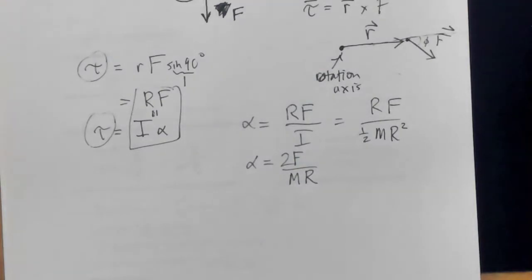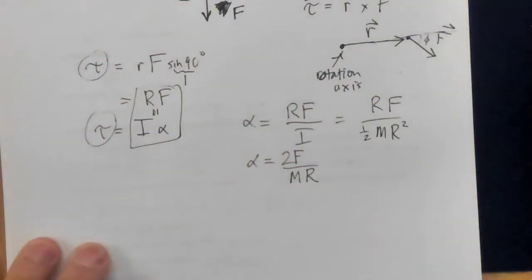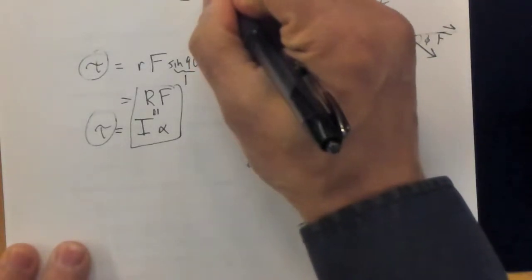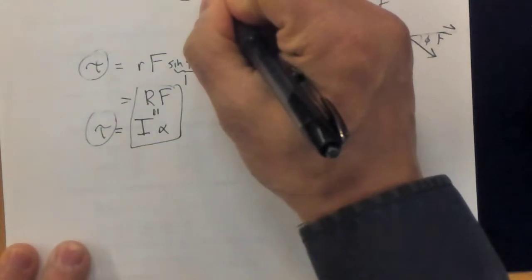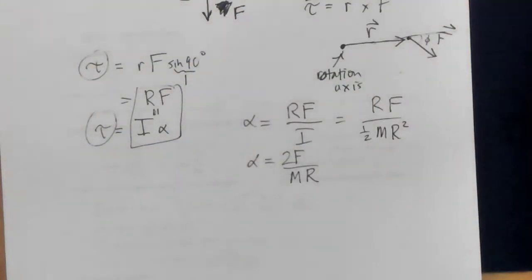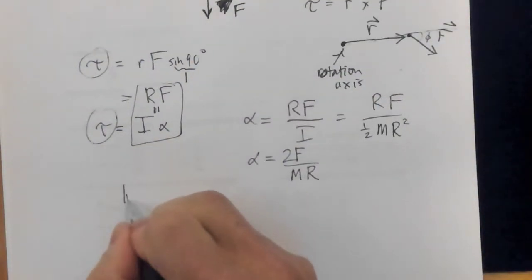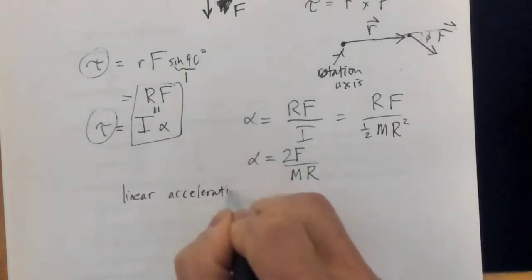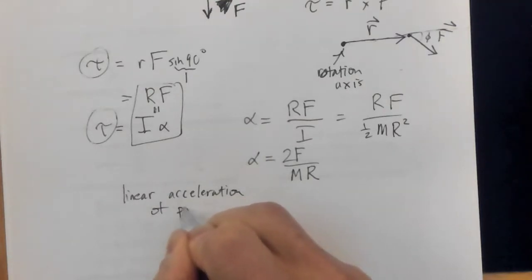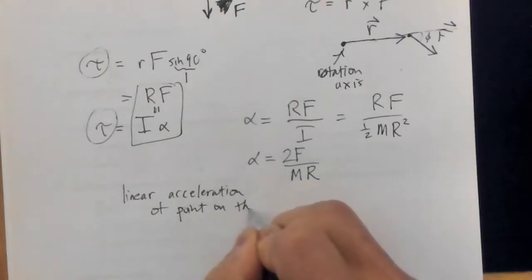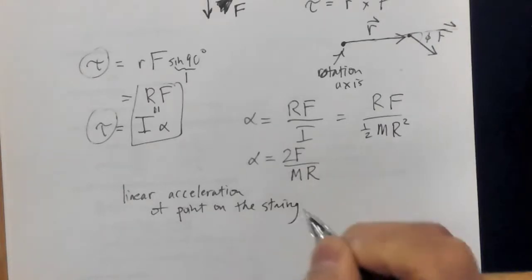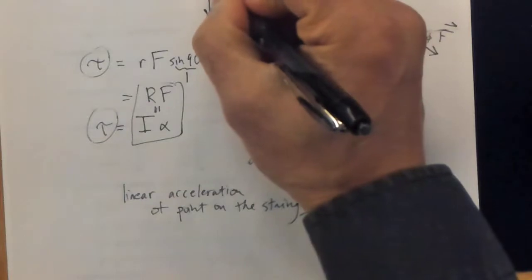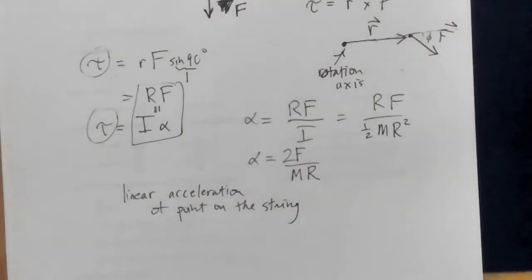Now that's the angular acceleration, but I want to actually know how fast, let's say I'm paying attention to some point on the string, this point on the string. I want to know the actual linear acceleration of a point on the string. Everybody understand what I'm talking about? At this point on the rim, I want to know how fast it's accelerating.